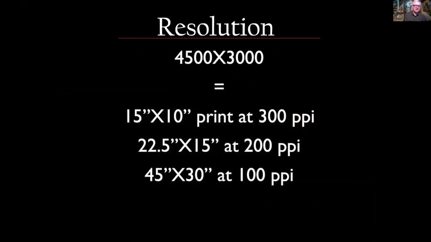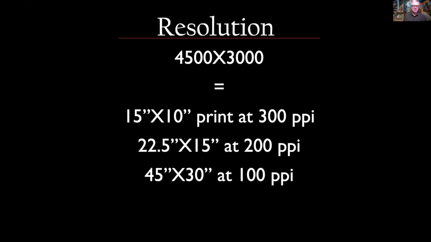Why is that important? Because say I had a picture that's 4,500 pixels wide by 3,000 pixels deep. And I picked that number because it's easy to do math with. So if I want to make a print at 300 pixels per inch, that's going to be a 15-inch by 10-inch picture. Divide 4,500 by 300, you get 15. Divide 3,000 by 300, you get 10.